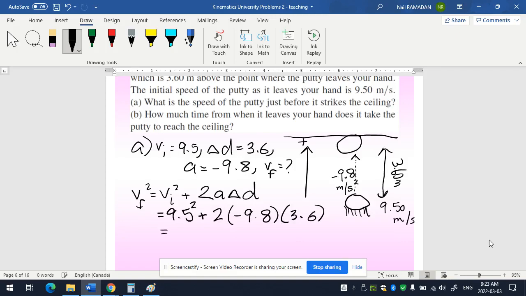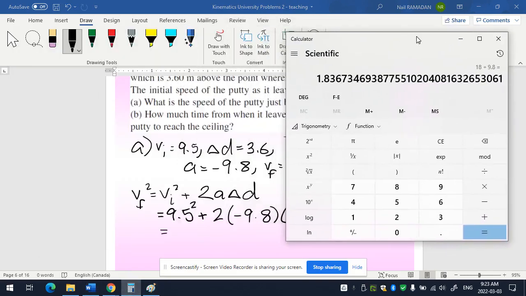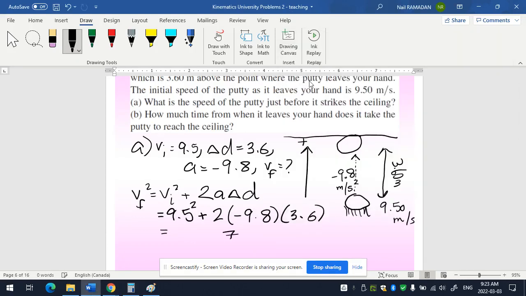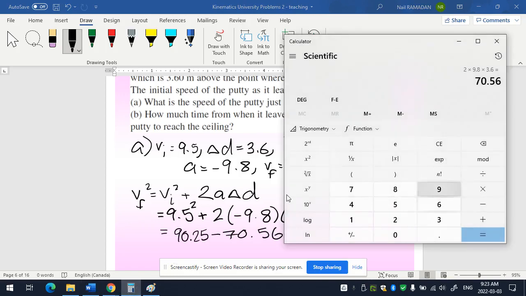All right. Let's get the whole thing done in one shot. I can do this part first on the calculator right here. So I'm going to multiply. Obviously, I know positive times a negative is a negative. So 2 times 9.8 times 3.6, 70.56. 70.56 with a minus. So I need 9.5 squared. Well, that's 90.25. And then that's it. So 9.5 squared minus, how much? 70.56.